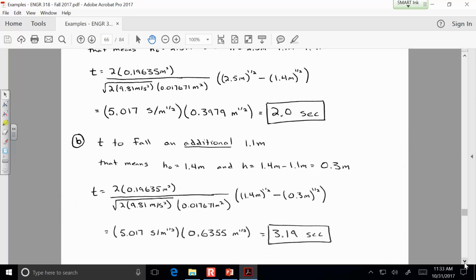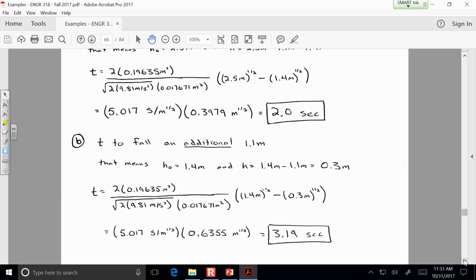And if we actually substitute in the values, then it looks like it should take 3.19 seconds for that second 1.1 meters, the additional. So what that means is that it's starting at the 1.4 from above, and it's falling another 1.1 meters, which means that the final height of the water above the center of the orifice will just be 0.3 meters.